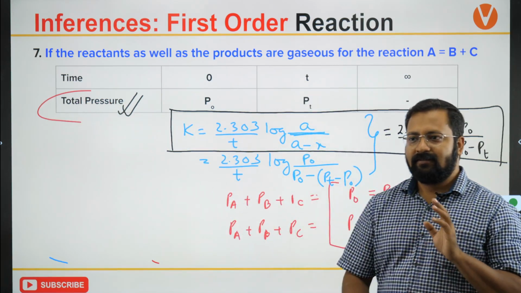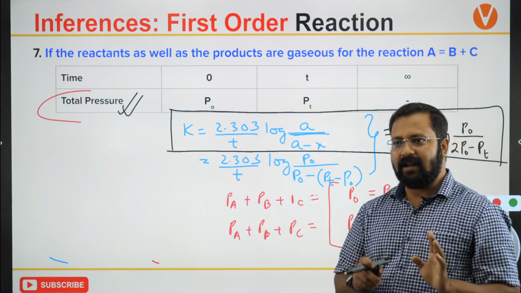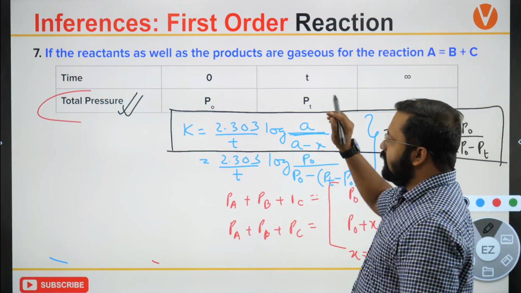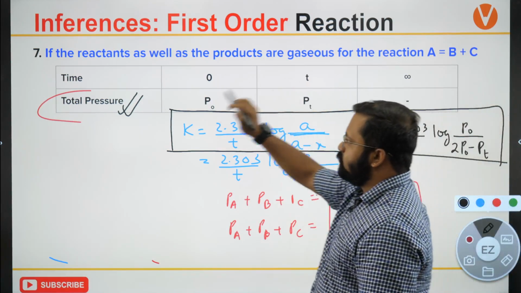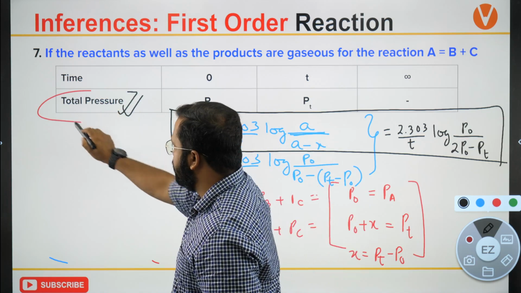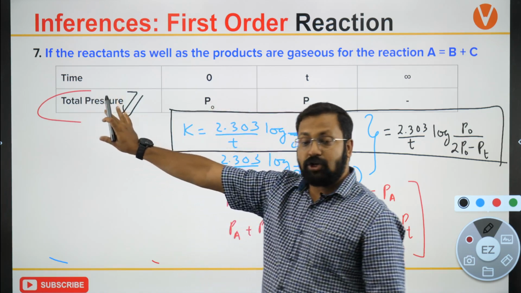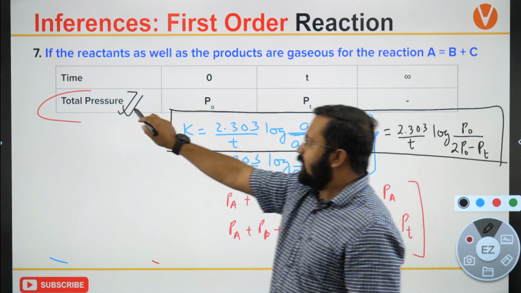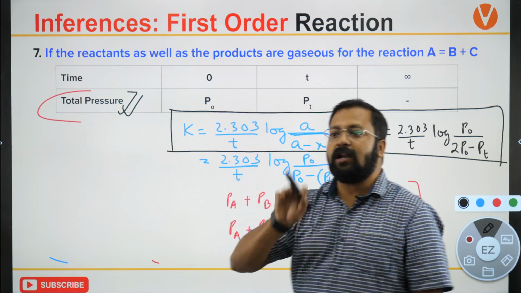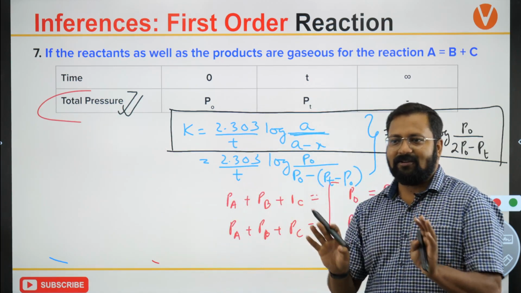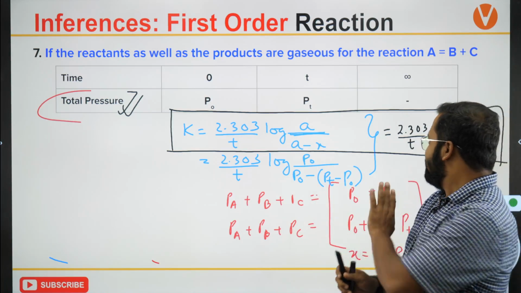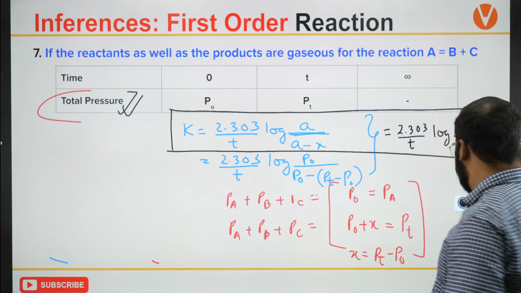Okay, is that understood? Pt is an expression. पिछले केस में this thing what was written over here was pressure of A. Now the information that they are giving you is total pressure. Are you able to understand? ये एक्सप्रेशन देख लो, ये एक्सप्रेशन देख लिया आपने?